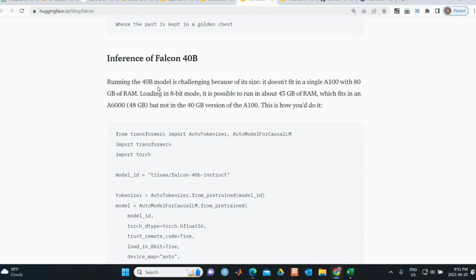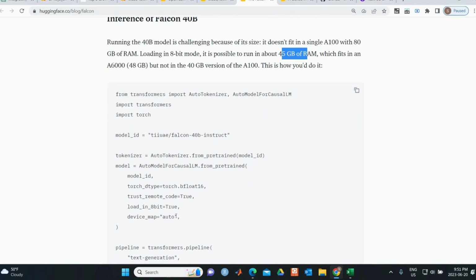Running the 40B model is challenging because of its size. It does not fit in a single A100 with 80 GB of RAM. Loading in 8 bits, it's possible to run it on 45 GB of RAM. I'll discuss more when I go to the code. But what they're saying is that if we turn this on, then we can run this model on 45 GB of RAM, using a GPU with 48 GB of memory.